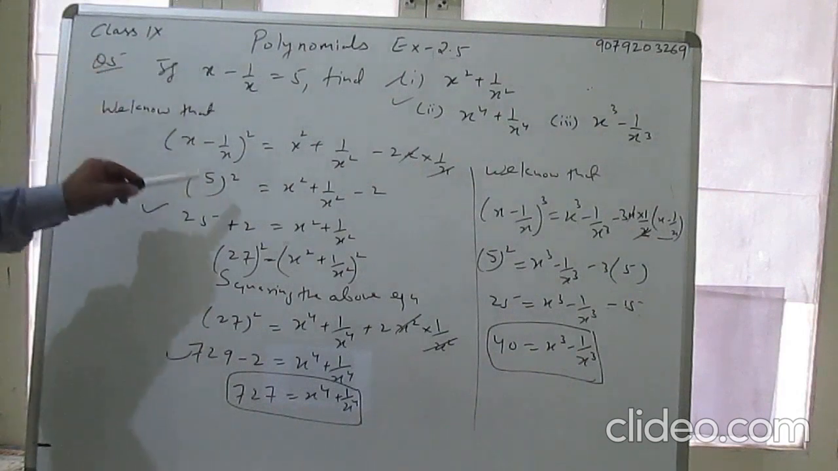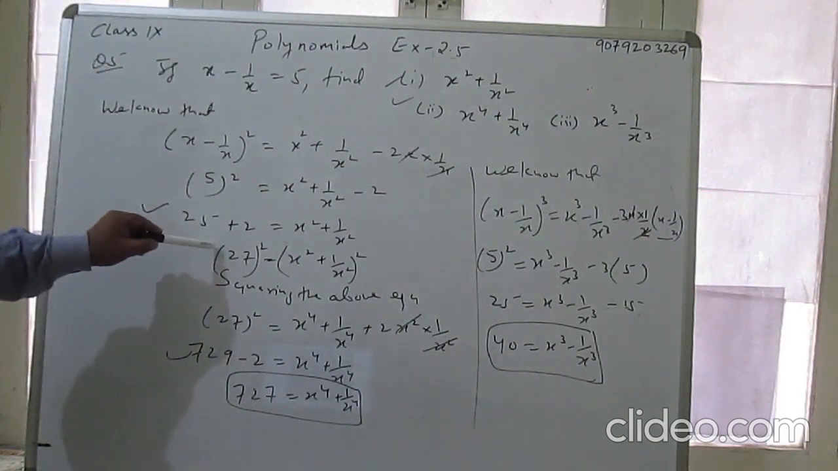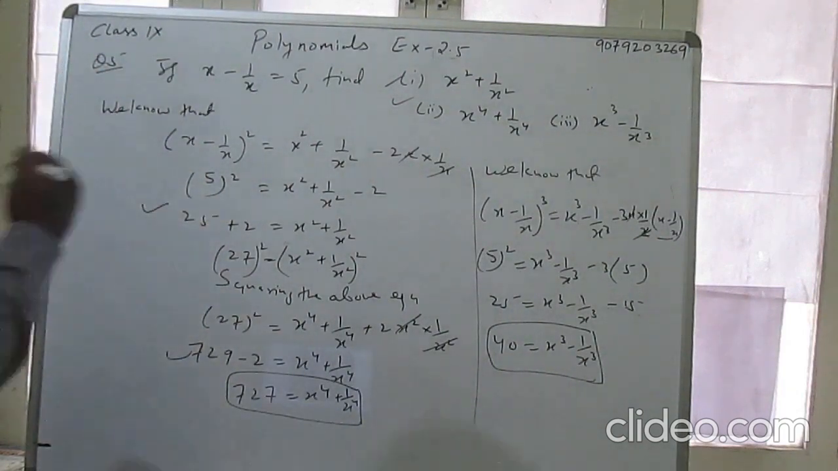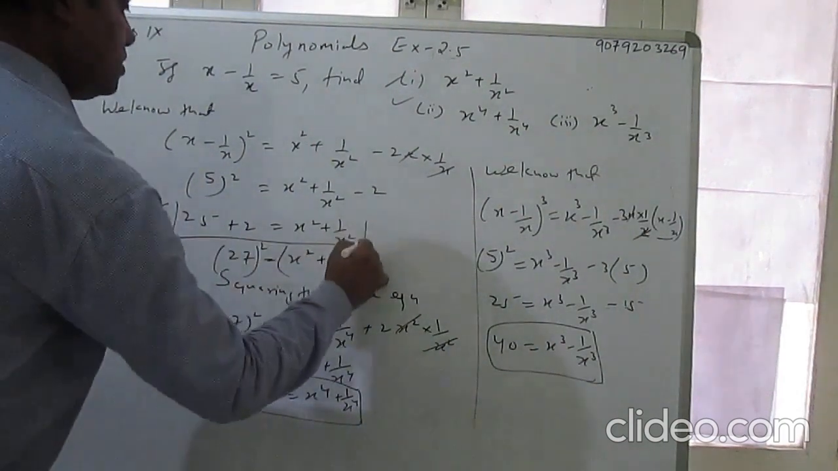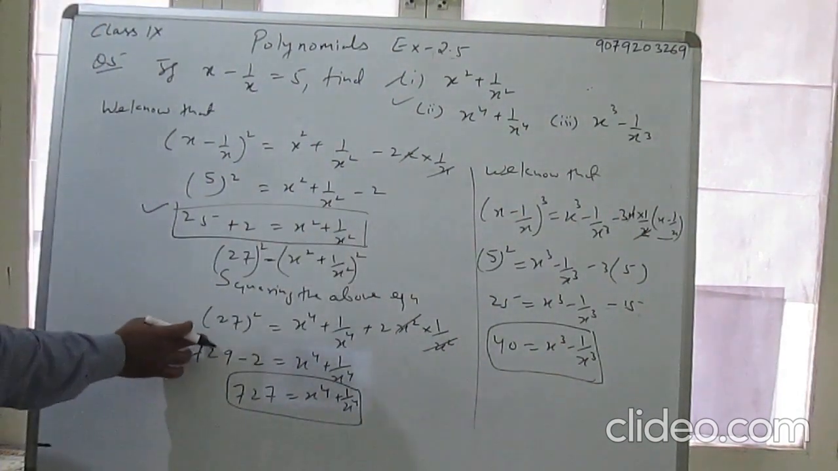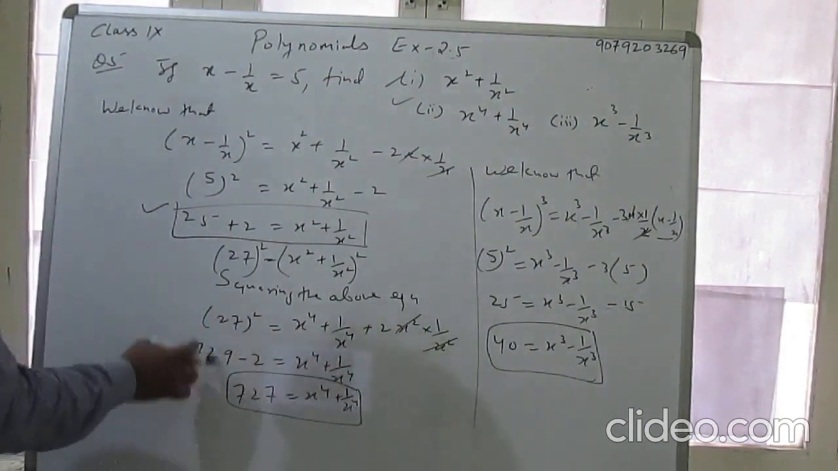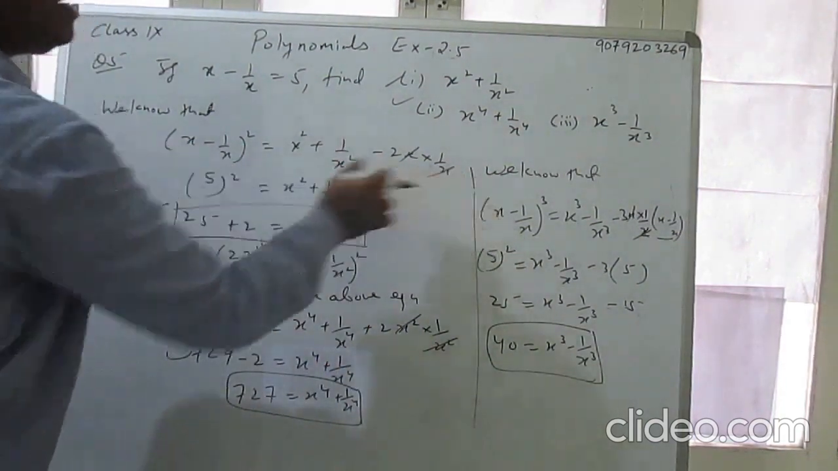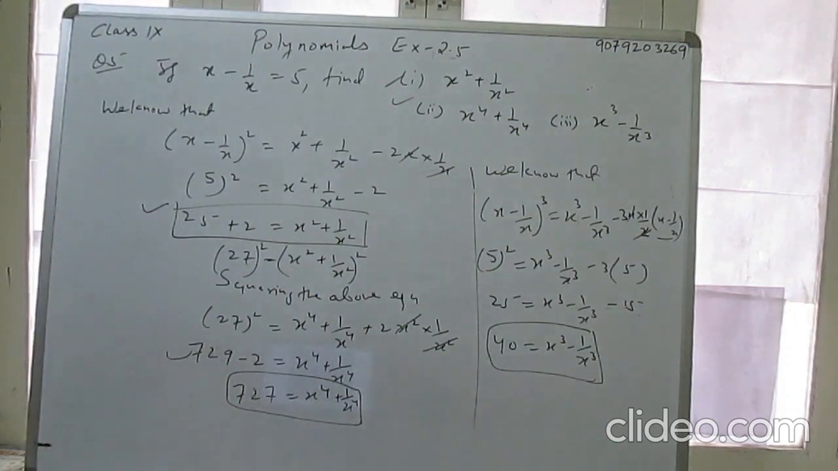First we square it, we will get 27, this. Now again square, you will get x4 plus 1 upon x4. Here we apply the identity of x minus 1 upon x whole cube.